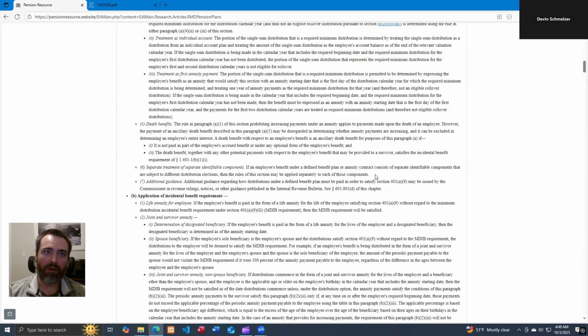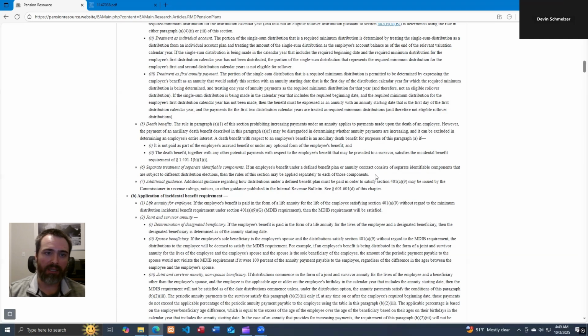One could counter-argue that this was targeted for traditional DB plans that were converted into cash balance plans, so you clearly have two separately identifiable components, one a traditional benefit, one a cash balance benefit, one subject to 417(e)(3), the other not. But I counter that with, well, if this reg intended to be that specific, it would have been. It says separately identifiable components.